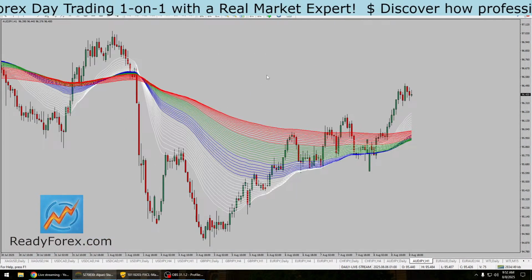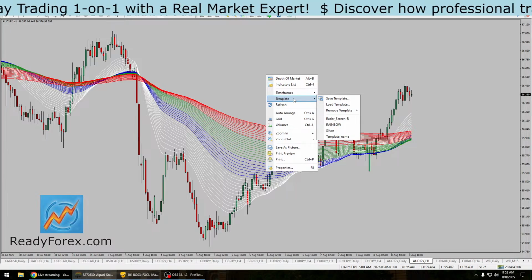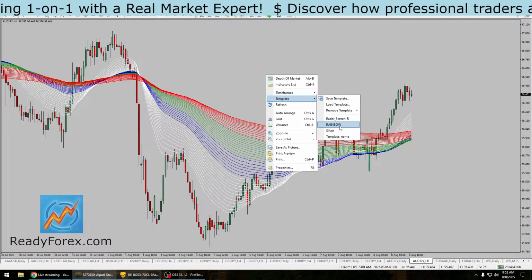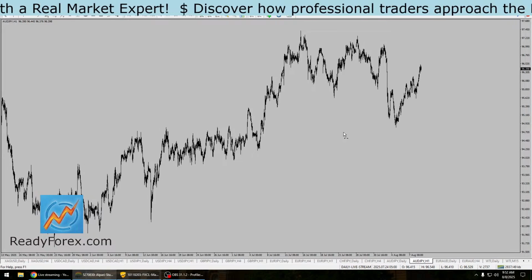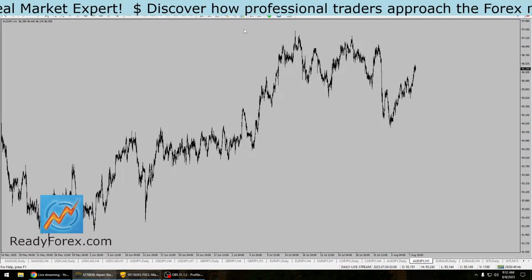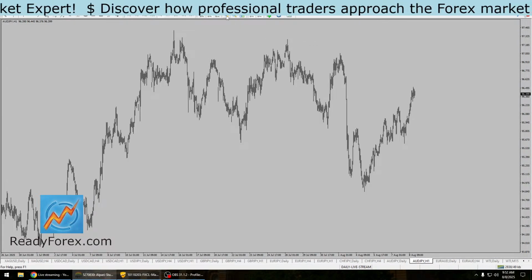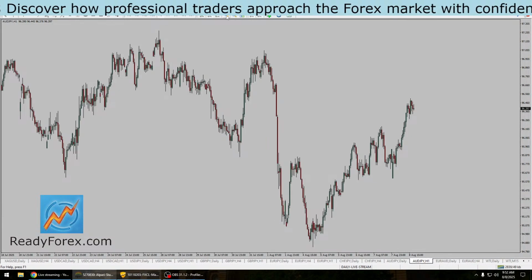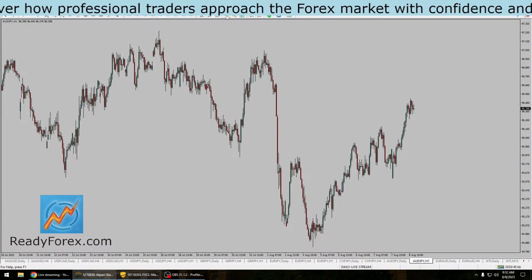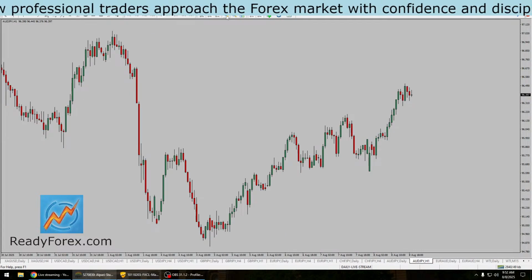Let me go over here, remove the rainbow, go over to the template, silver. So AUDJPY currency pair, the way I see market is probably going to rise up more over here. And I expect more upside.